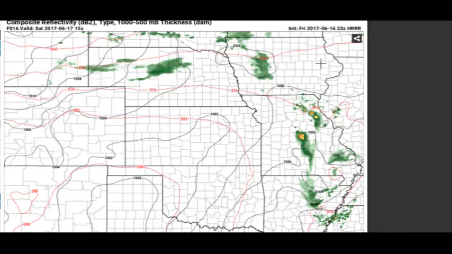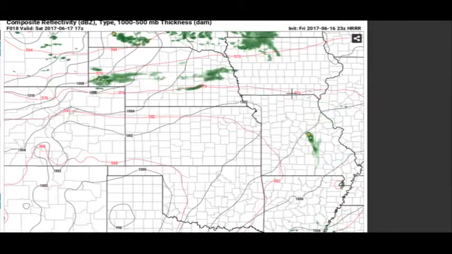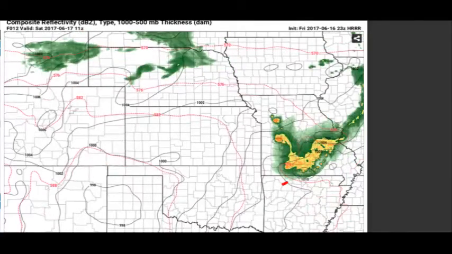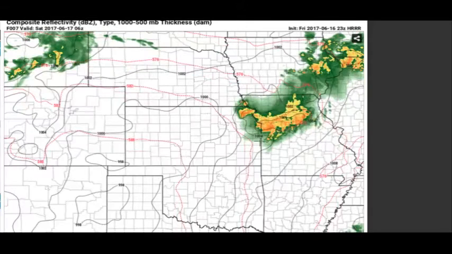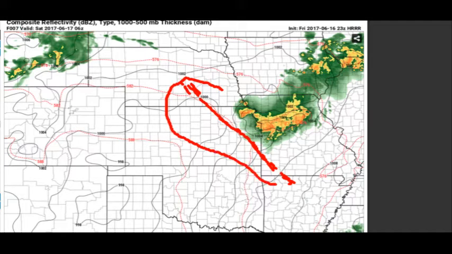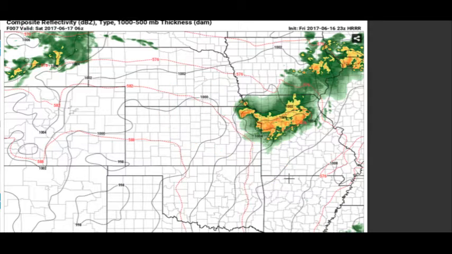But remember the outflow boundaries. Got to go back. Look at that MCS. See that tail end right there? That's outflow boundaries. You need to keep an eye on that. So we're going to be looking at something like that up and down from the Ozarks up to eastern Kansas, central Nebraska. And that could be a focus for convection tomorrow, depending on what kind of pattern we have. So keep that in mind.